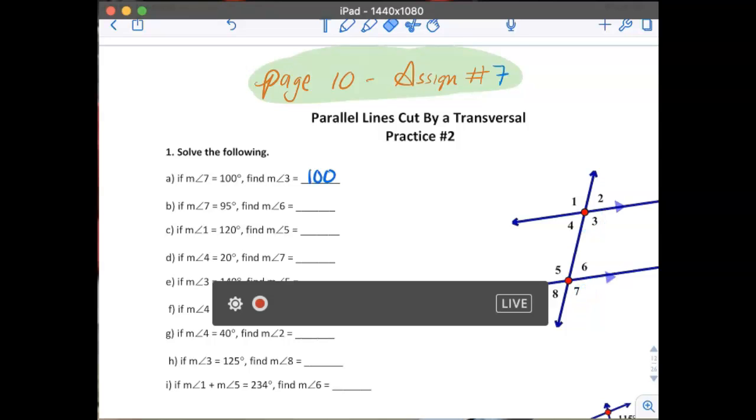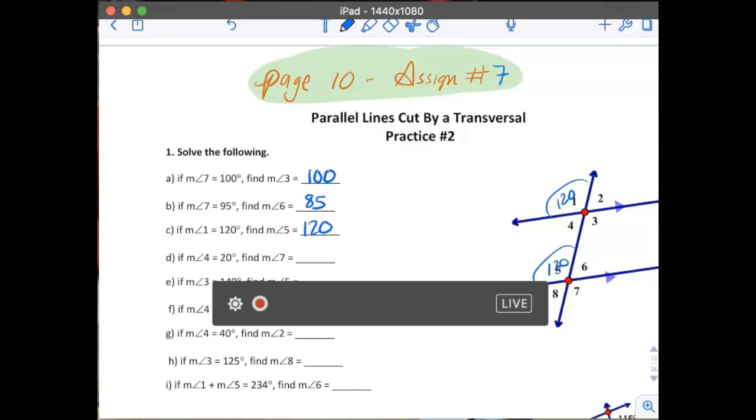Letter B, if 7 is 95, what is angle 6? Well, they're next door to each other, so they're a linear pair that adds up to 180. They're different sizes, so 95 and 85 add up to 180 there. Angle 1, 120. If that is 120 right there, what's angle 5? Again, corresponding. Same size, different position.